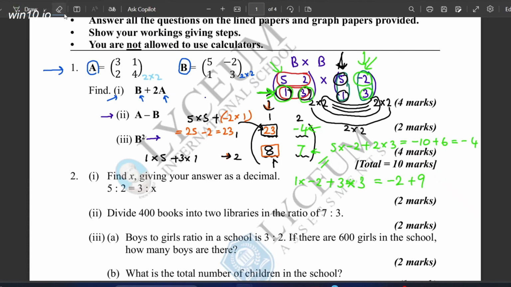Okay, I had to erase this part before I go to the next question.